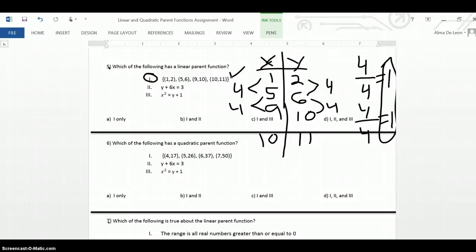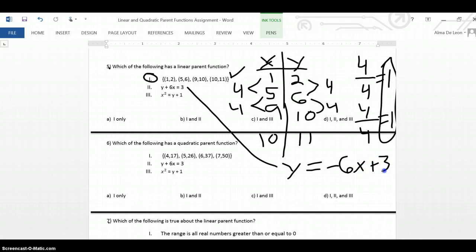Number 2, I don't have anything squared. And I can actually rewrite this as y equals negative 6x plus 3 if I wanted to, which would give me a line in B, so that works. 3, I have an x squared right there, which would indicate a quadratic function, which means that's not linear. So the only ones that work are 1 and 2, so my answer is B.